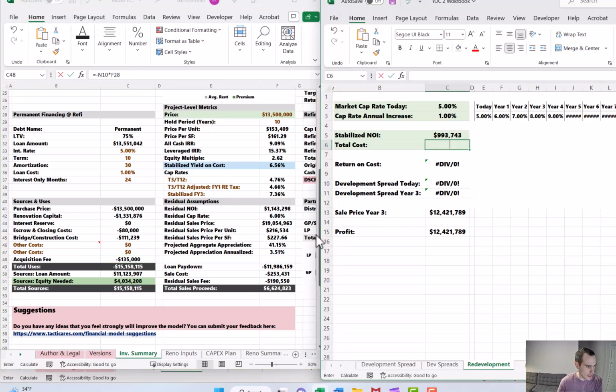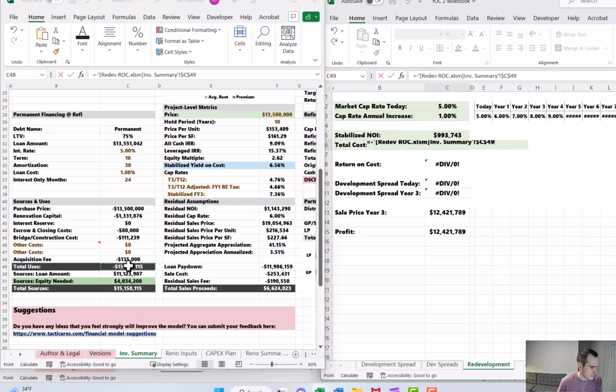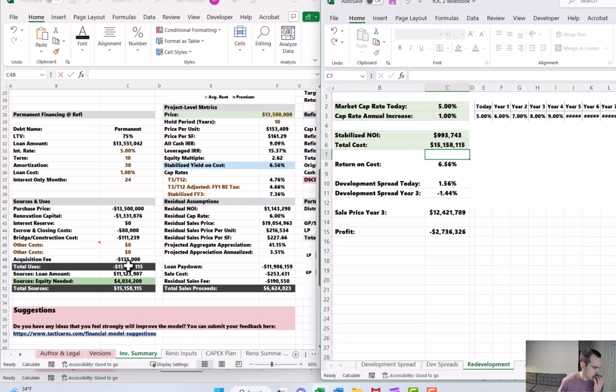I'm just going to hit equals minus. And there we go. It's calculating the yield on cost for us. Just want to hammer home one more time, this terminology is synonymous. Yield on cost, return on cost, they mean the exact same thing. Me personally, if it's an existing project, I tend to call it the yield on cost, where if it's new development, I'll call it the return on cost, but they mean the exact same thing.